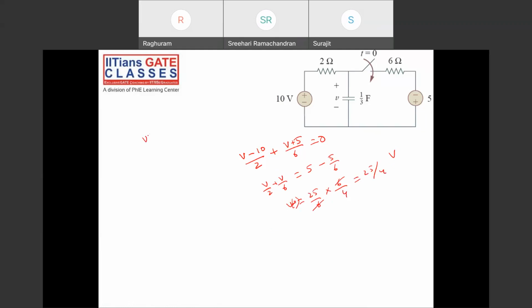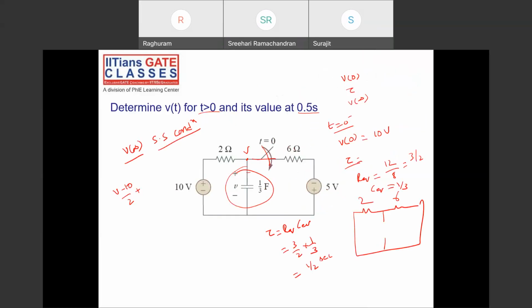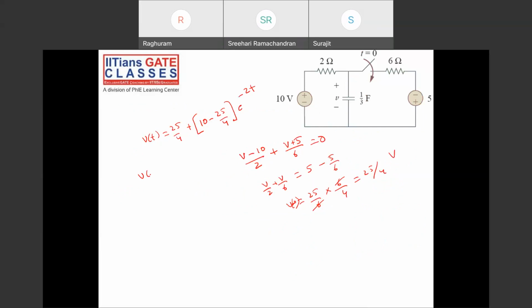So V of t is equal to 25 by 4 plus, what is V of 0? 10 minus 25 by 4, into e power minus 2t. Okay. Clear? You can find its value at t equal to 0.5 seconds by substituting t is equal to 0.5.